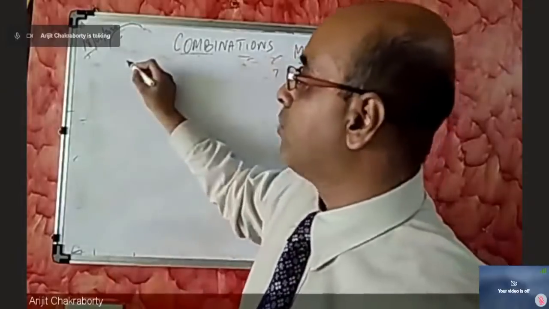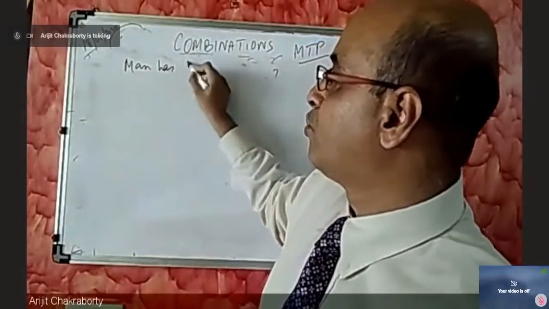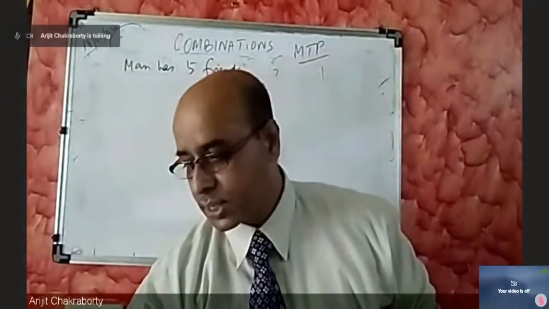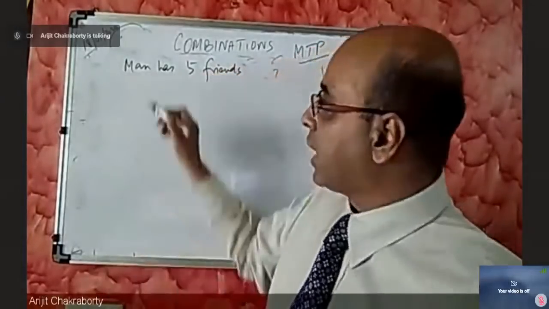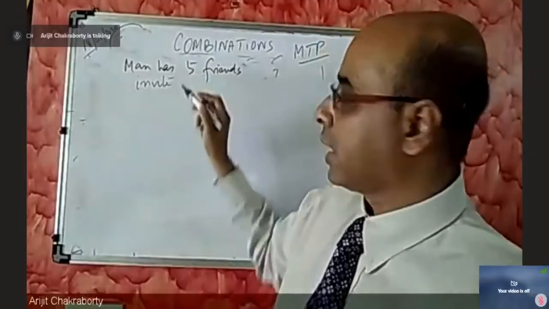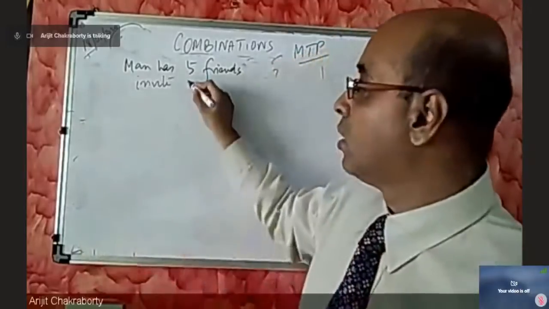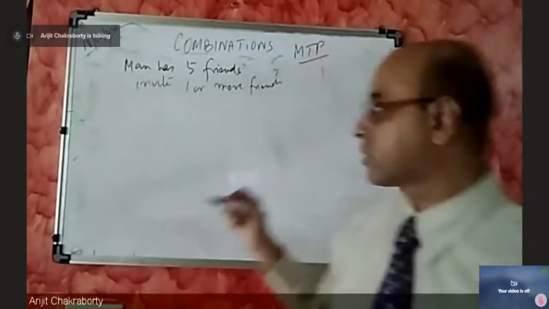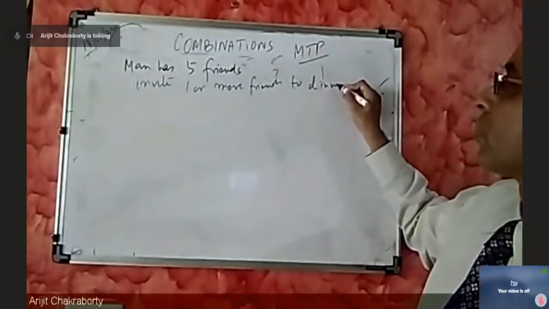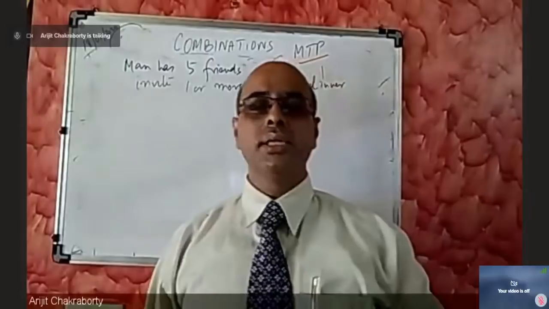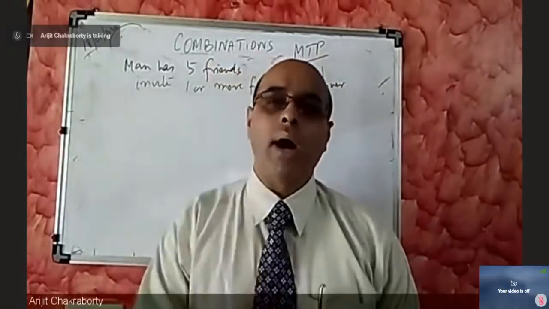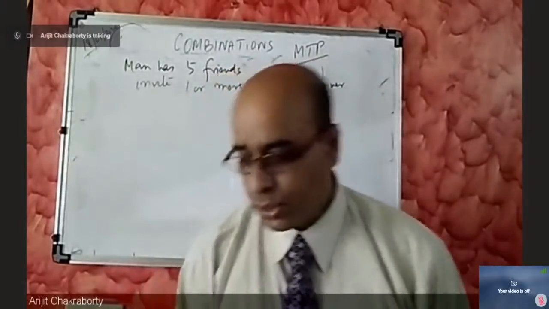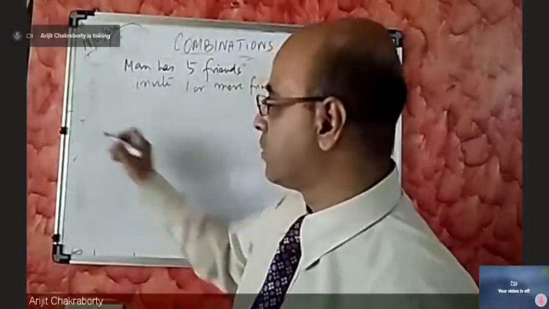A man has 5 friends. In how many ways can he invite one or more friends to dinner? You have 5 friends. In how many ways can you invite one or more people for dinner? That's the question. So first situation, let's draw the situations.